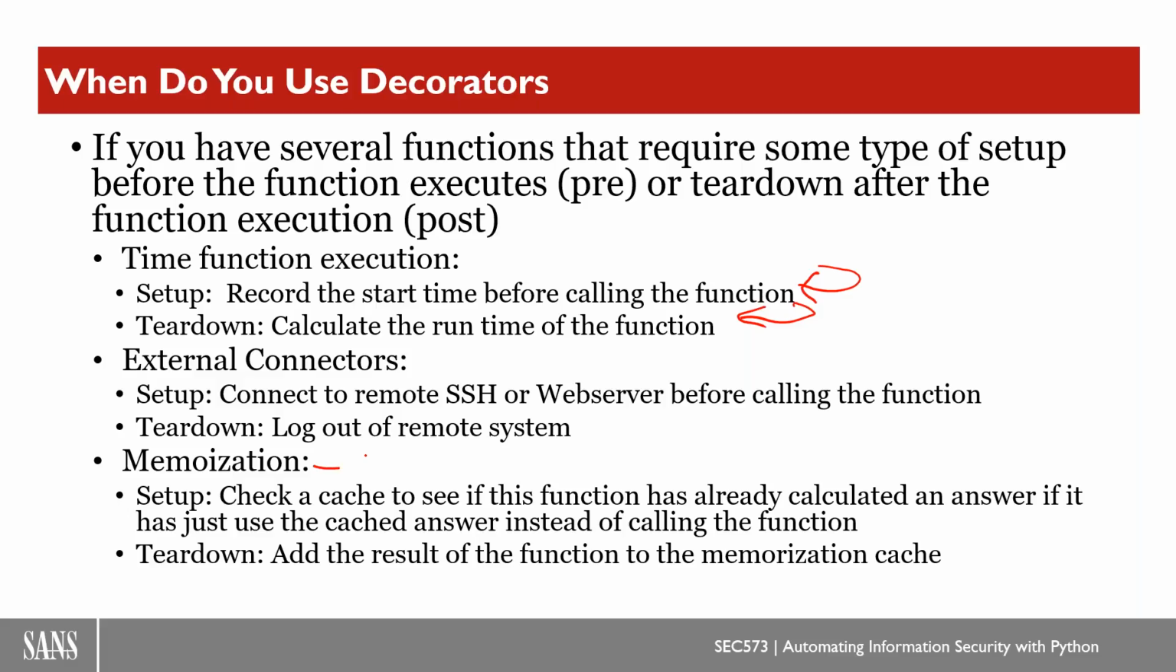Now, what I could do is use that as a decorator. In my setup, I could first check to see if the value being passed to the function has already been calculated or looked up and is already in my cache. If it is, pull it from the cache. If it's not, then I'll allow the function to execute.